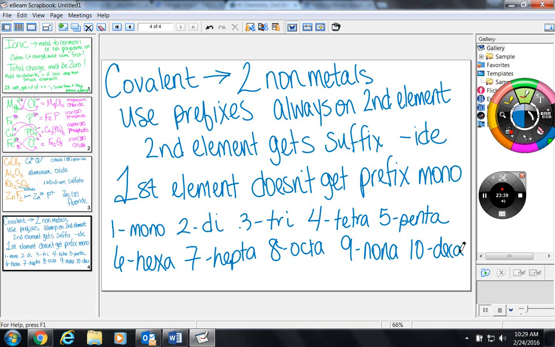Alright. And there's your prefixes again if you need them. And then we have those. You can put those on your periodic table or on your ion sheet if you think you won't remember them.